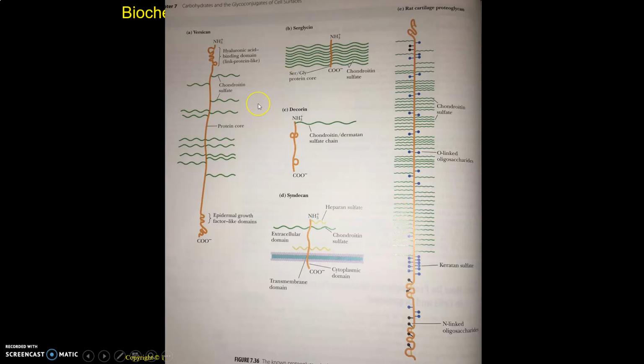Here's some pictures from your book, right? So this is an example of a proteoglycan, and you see that every single one of these are the little sugar functional groups. So these are these disaccharides coming off, okay? So this is chondroitin sulfate. It's not specifying what the linkage is here. Don't worry about that too much. And this is the protein core, right? So here's your C-terminus, and here's your N-terminus, and it tells you that this part is really important. It's a binding domain for hyaluronic acid.